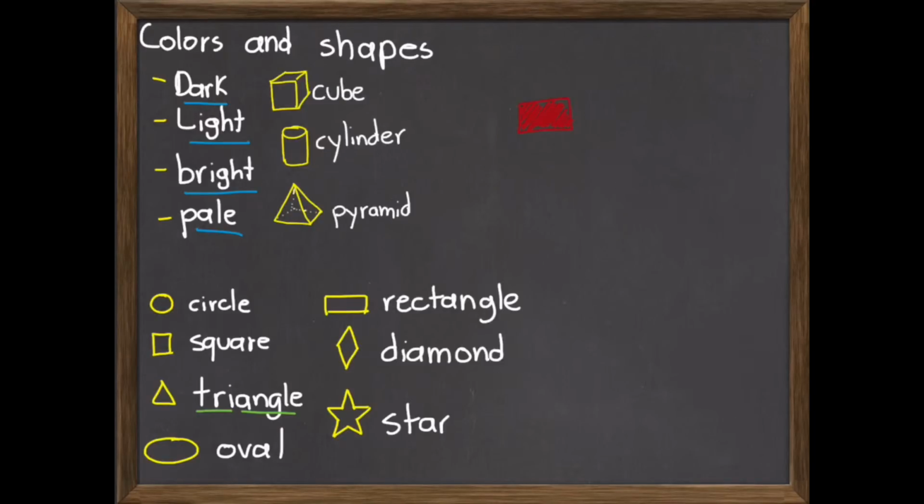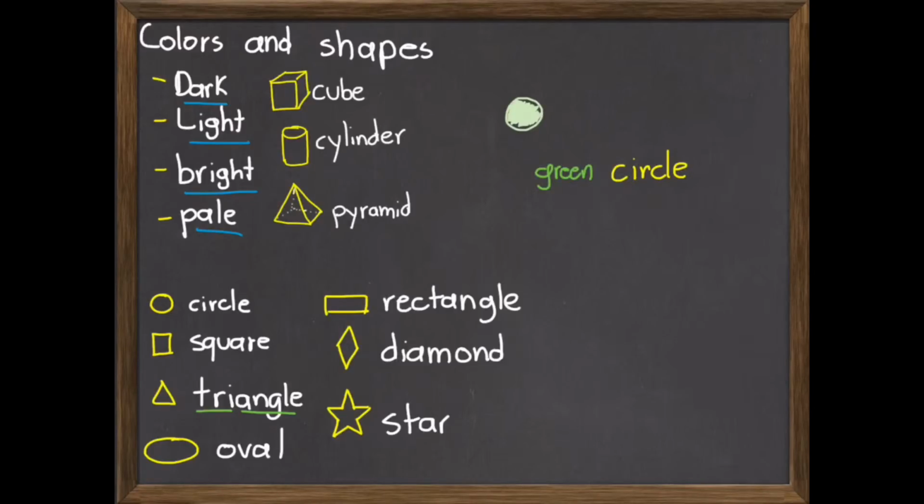Now let's use these words. What's this? You could say it's a dark red rectangle. First you put the adjective, and then you put the noun after the adjective. You probably already know that. That's a dark red rectangle. What about this?